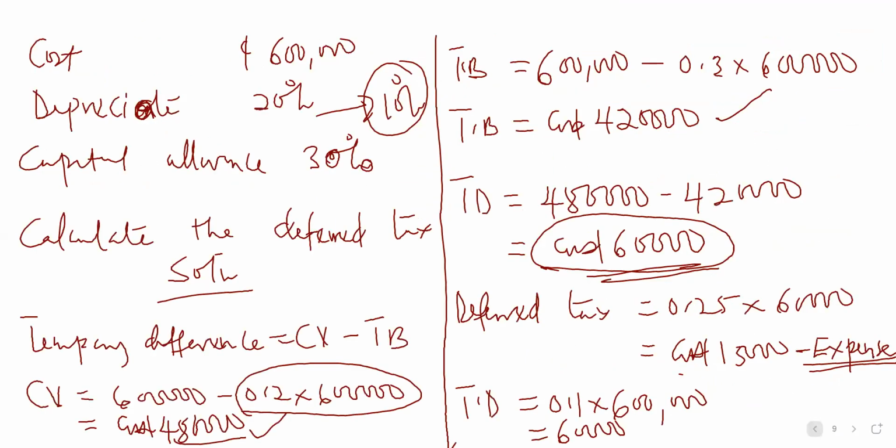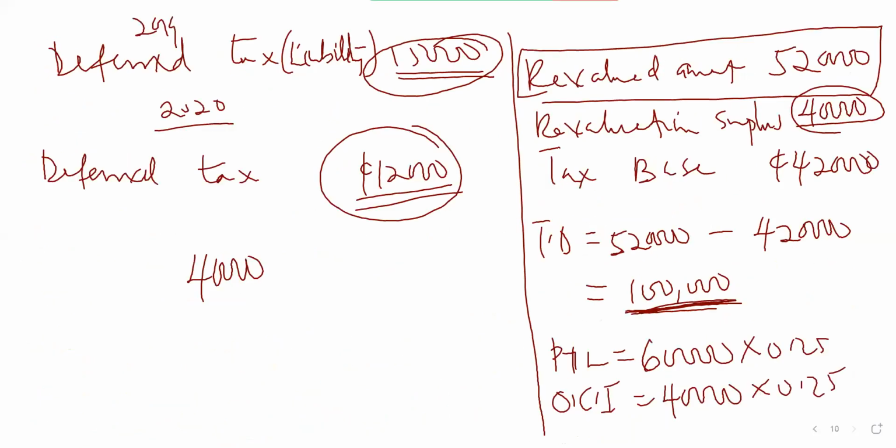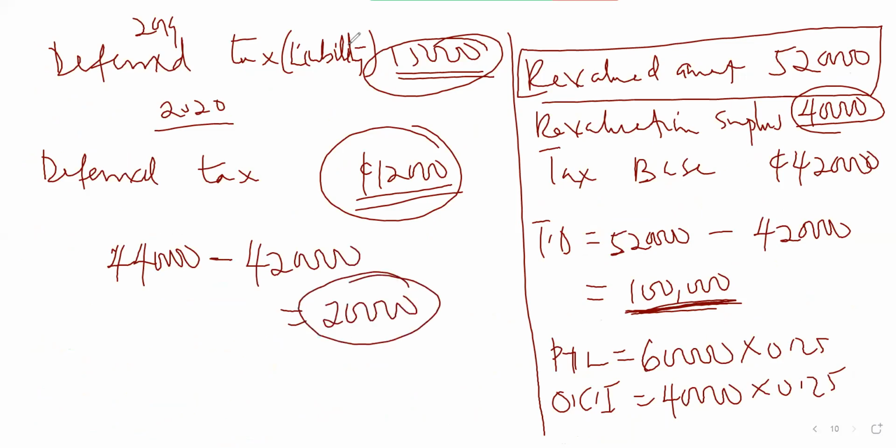Okay, let me make it 460 because this was 480. Assuming the revaluation was now 440,000. Our new temporary difference will now be 440 minus this, which will give us 20,000.